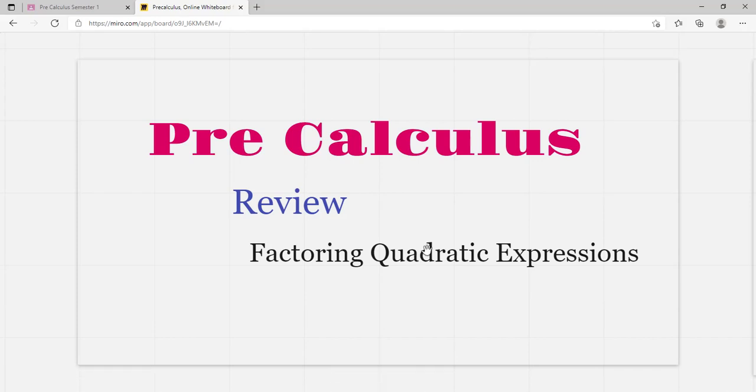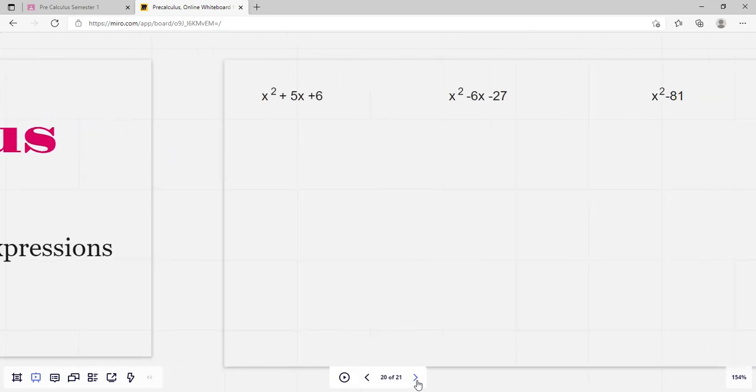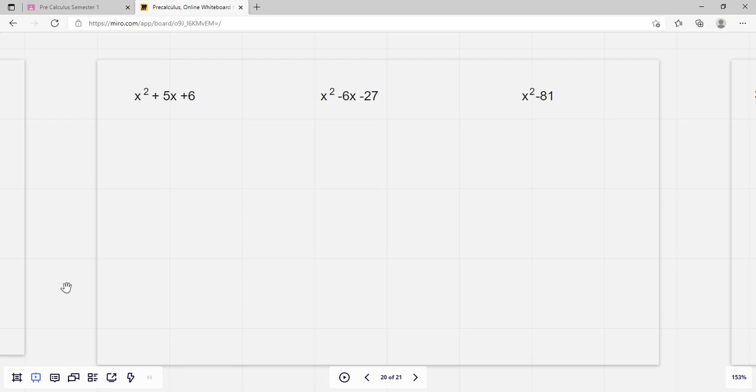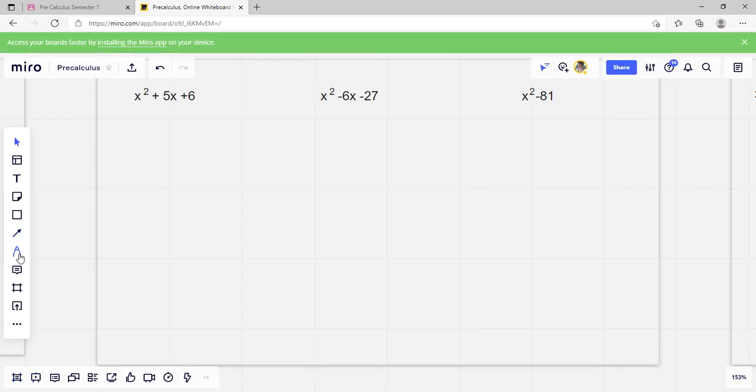Hello, this is Pre-Calculus, and this lesson covers factoring quadratic expressions. Alright, so we covered some factoring of quadratic expressions last year in Algebra 2 and in Algebra 1. So we remember that when we're factoring this, first we're going to draw two parentheses, and we're going to put an x at the beginning of each of these.